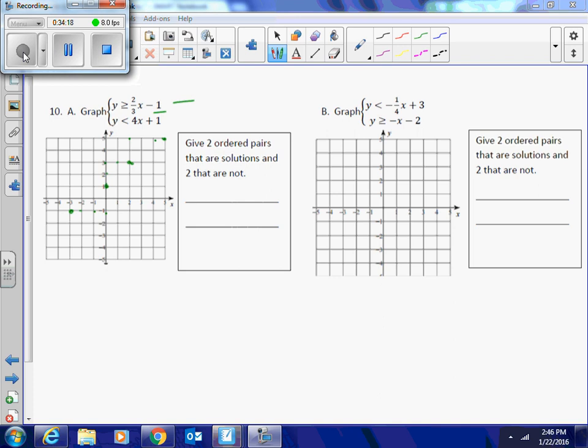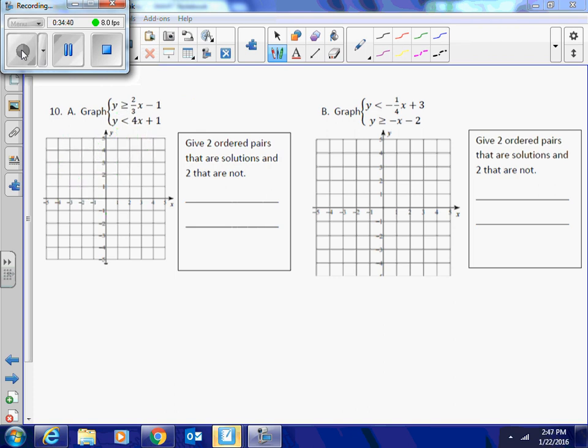I'm going to hand sketch this for speed's sake. It's a solid line because I've got the equal to bar, and because y is greater, I know that I am shading above the line. All right, let's make the second line in red.